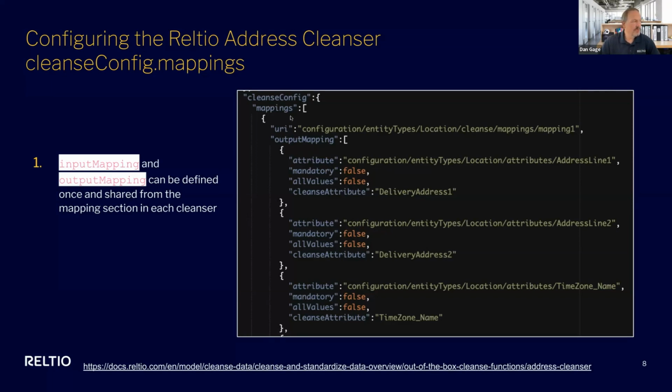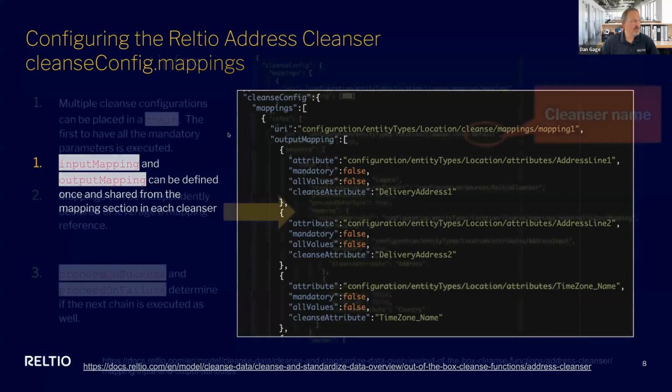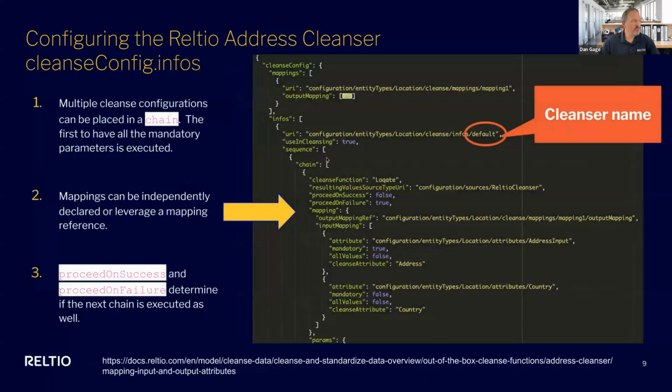So one of the things I want to focus on here is the idea that within the cleanse configuration, you can define a global mapping. In this case, I've called it mapping 1, and it's an output mapping. And when I go to the next screen here, what you're going to see is you have the ability when you're creating a specific cleanse configuration. In this case, this one's called default.